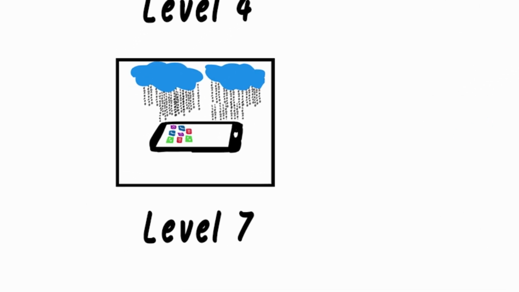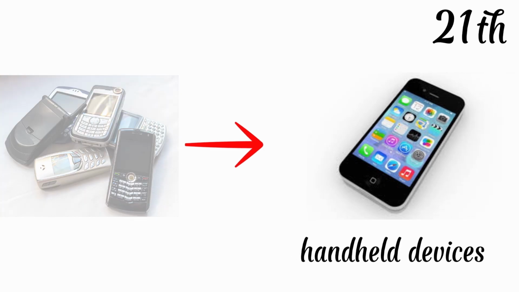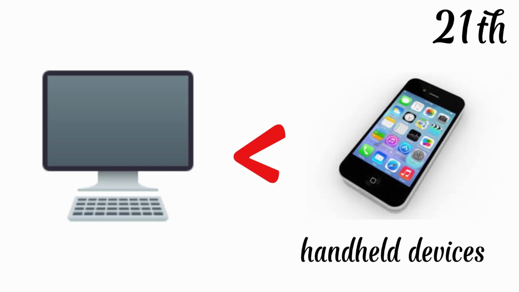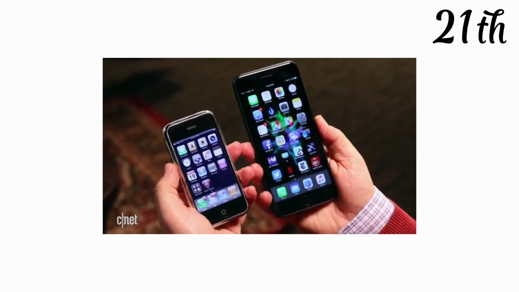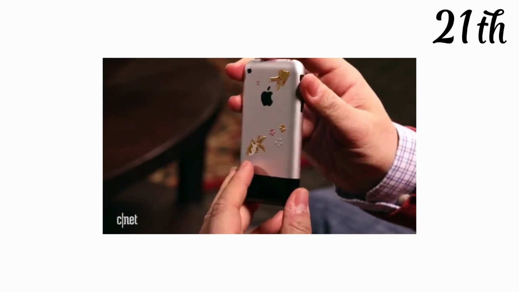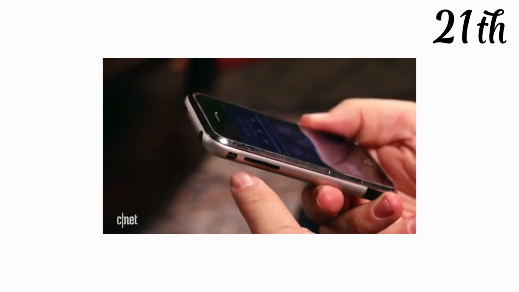Level 7, mobile and cloud computing. By the early 21st century, cell phones evolved into smartphones, handheld devices sporting processors more powerful than the computers that once sent astronauts to the moon. Apple's iPhone, released in 2007, catalyzed a seismic shift. Smartphones quickly became portable hubs for communication, entertainment, and commerce.